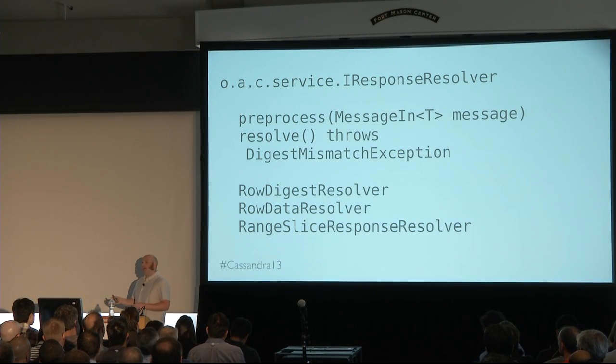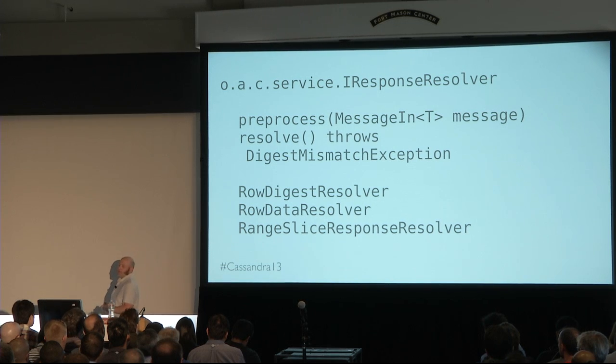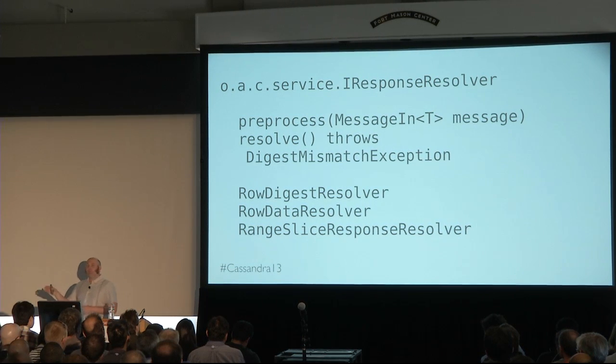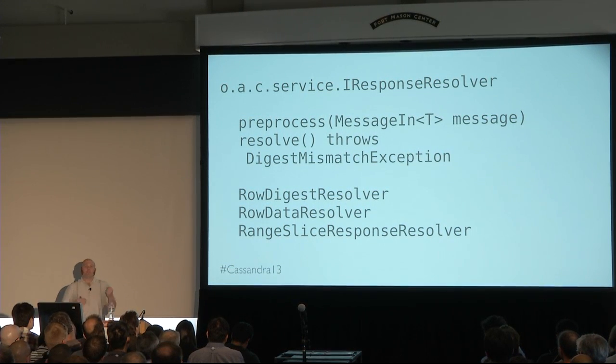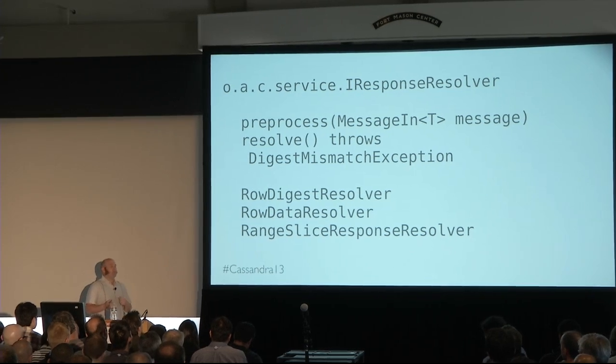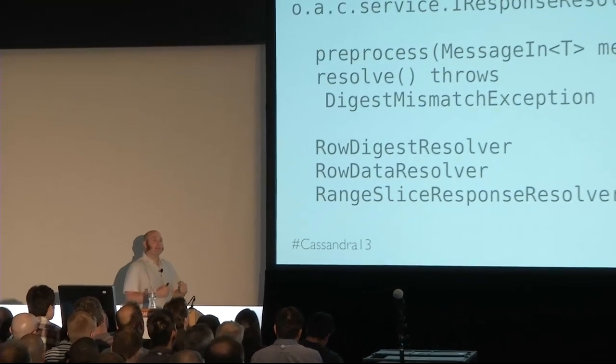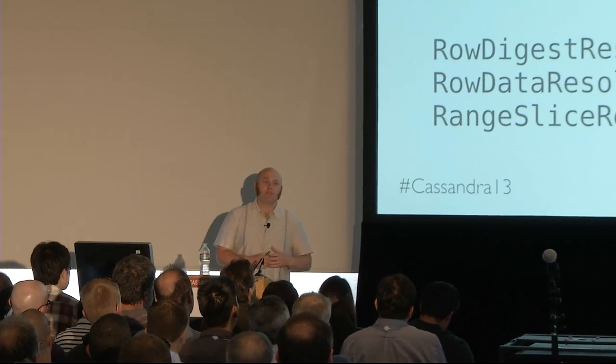If you're doing a range scan, we have to use the range slice response resolver. A bit more complicated again. In a range scan, your replicas can return different numbers of rows. So this guy has to handle the fact that one node could return 5 and another node could return 10 rows. So that's great on the read path. Well, obviously, we don't use that on the write path.